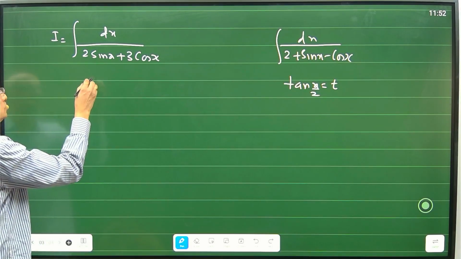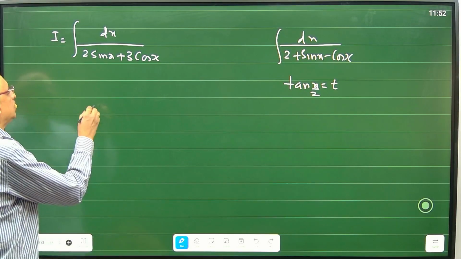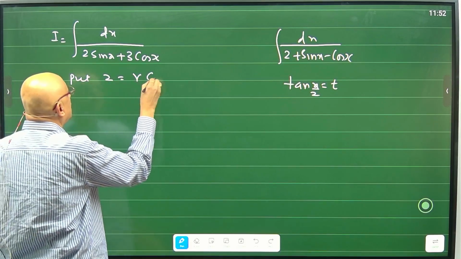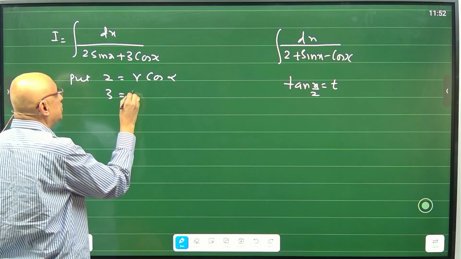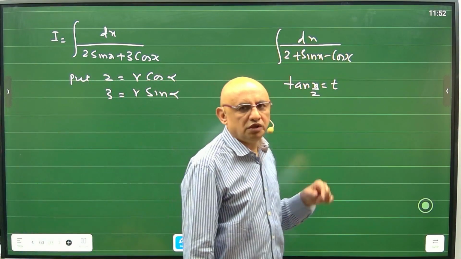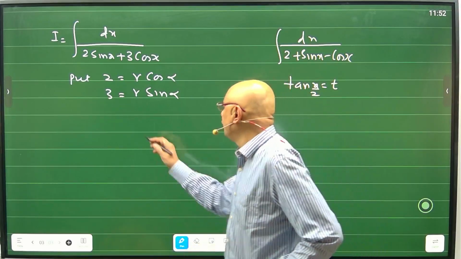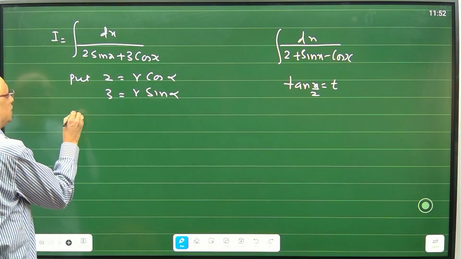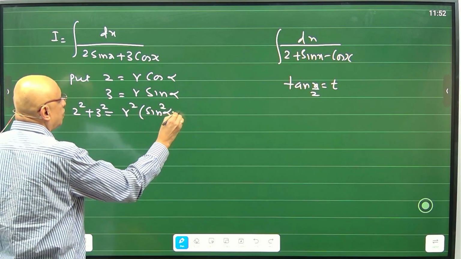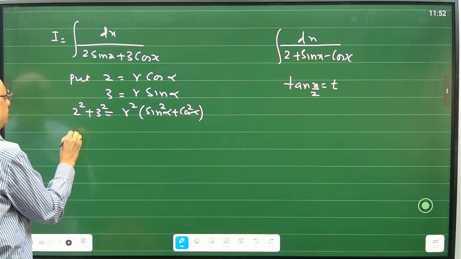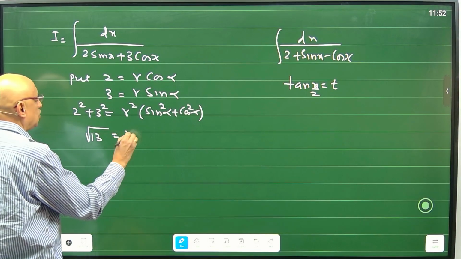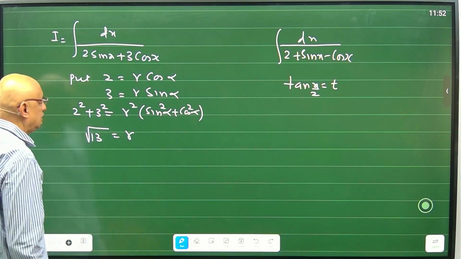If you come across this, there is a good method: 2 can be replaced by some r cos alpha, and 3 can be replaced as r sin alpha. Here I am going to find out the values of r and alpha. Obviously, squaring and adding 2 square plus 3 square, I get r square times sin square alpha plus cos square alpha. That implies 9 plus 4 is 13, root 13 equals r, because this is going to be 1. So I got the value of r.